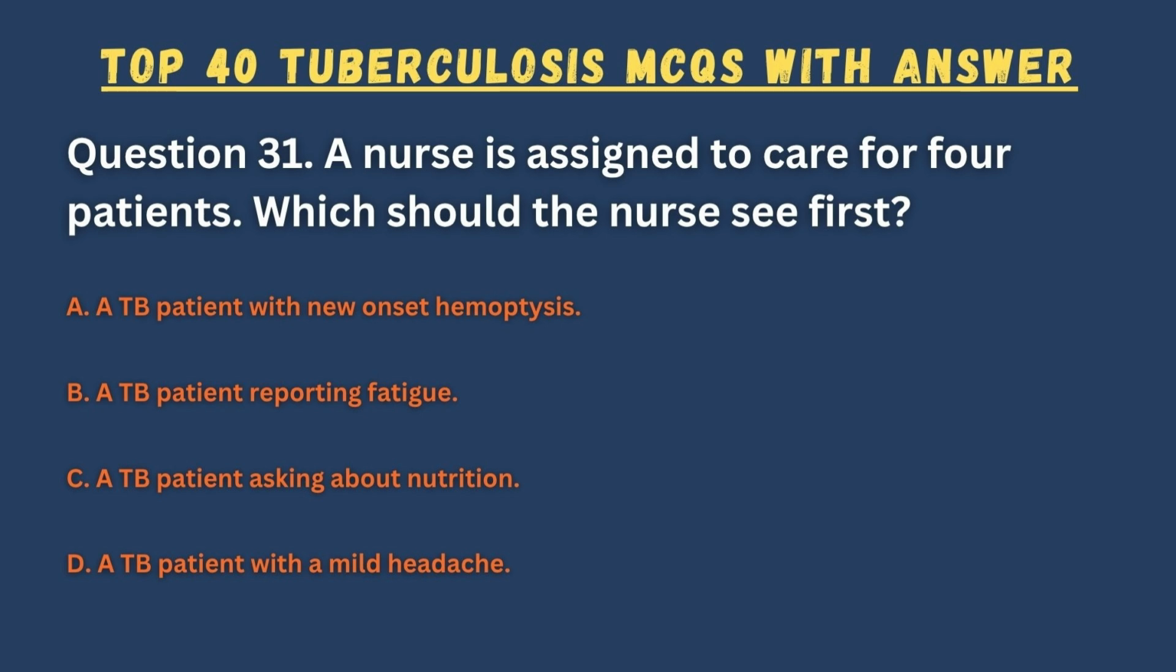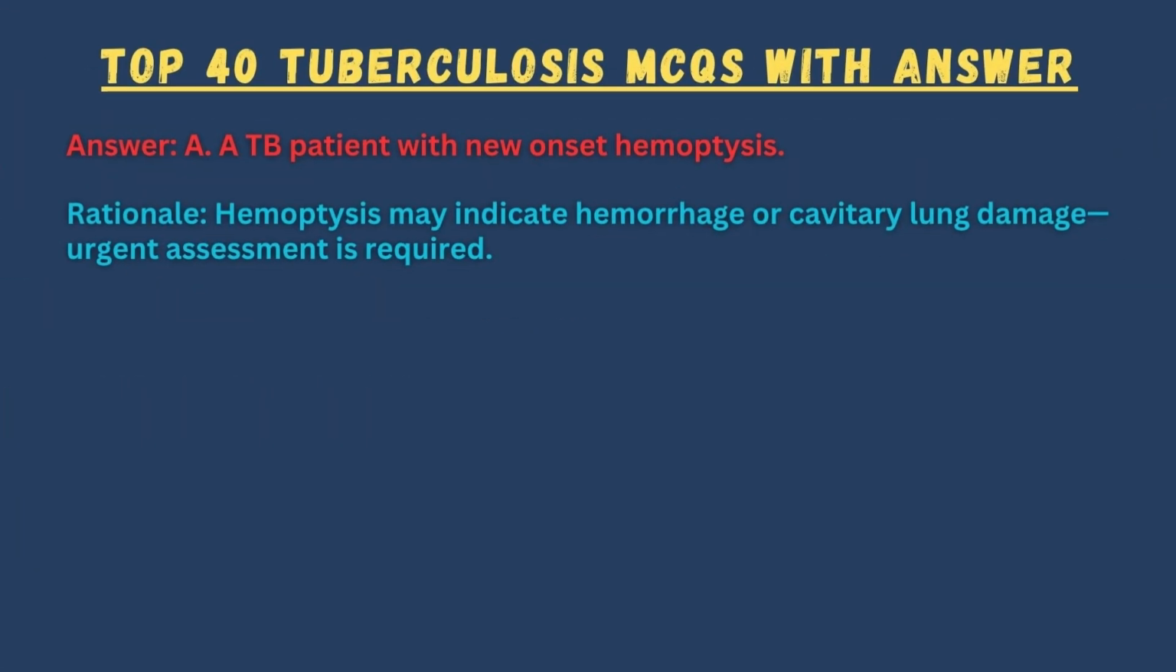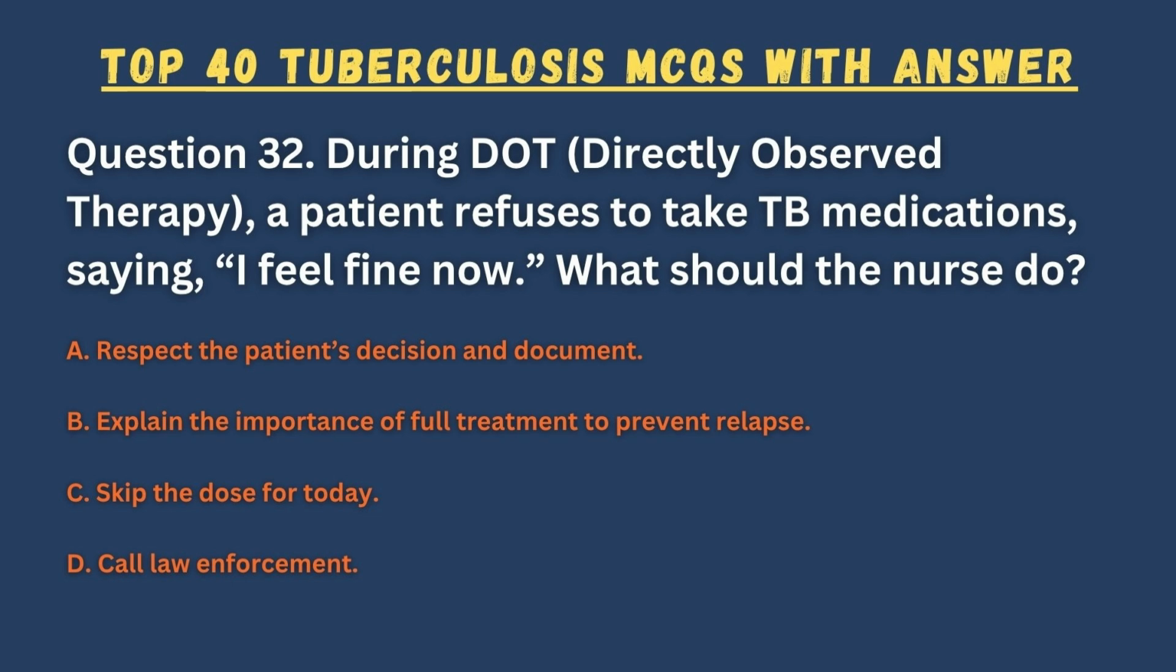C. A TB patient asking about nutrition. D. A TB patient with a mild headache. Answer: A. A TB patient with new onset hemoptysis. Rationale: hemoptysis may indicate hemorrhage or cavitary lung damage. Urgent assessment is required.